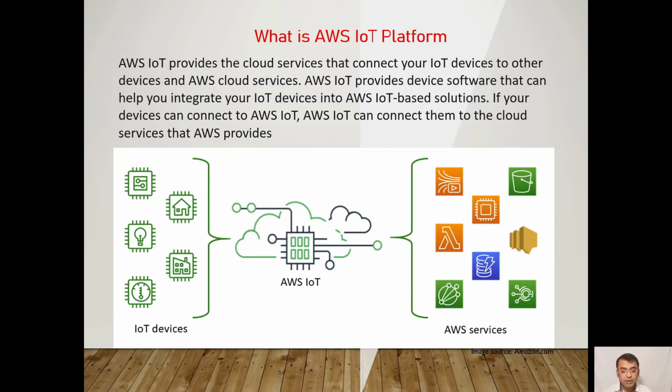Guys, you can see the picture is very relevant with respect to the AWS IoT platform. On the left side we have IoT devices, where we have your smartphone, your Raspberry Pi or NodeMCU, or you can think of different smart devices. In the middle we have AWS IoT, which is a cloud service, right? And that actually connects to different AWS services. So that is the AWS IoT platform.